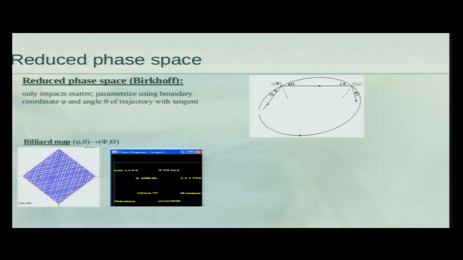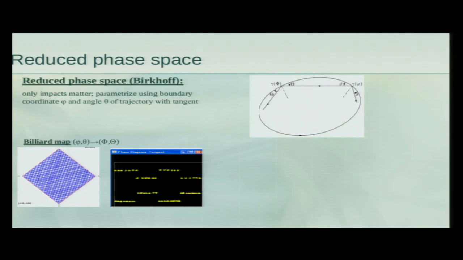And then we start at a given point, shoot the billiard off in a given direction. We record the next point of impact, meaning what is the length along the boundary that we hit, and at which angle we bounce off. And that gives us the billiard map. So it's now a discrete map of this two-dimensional space. And it's very easy to visualize.